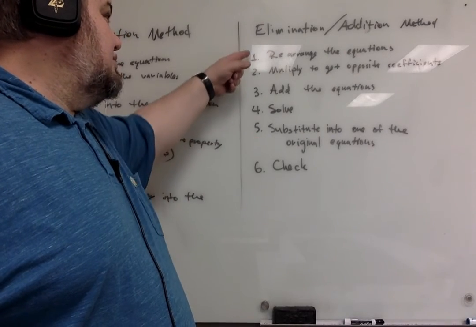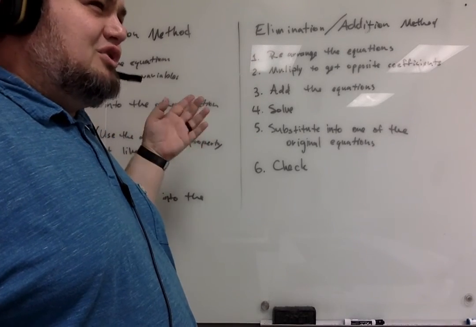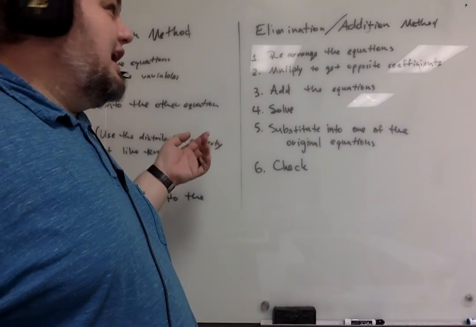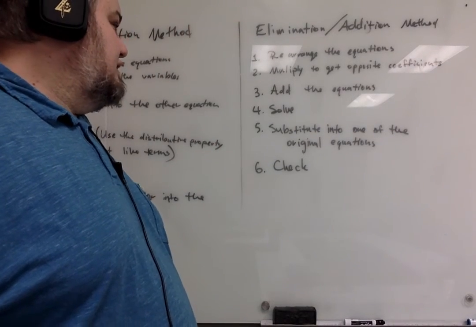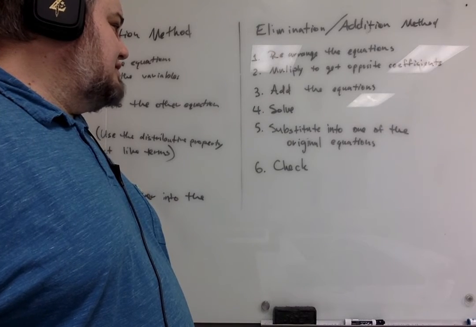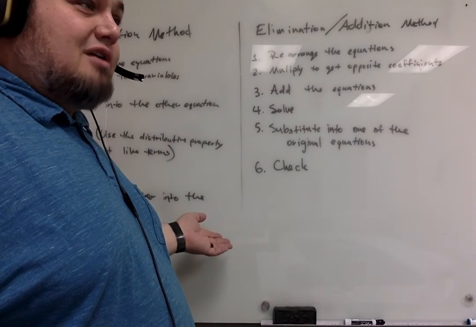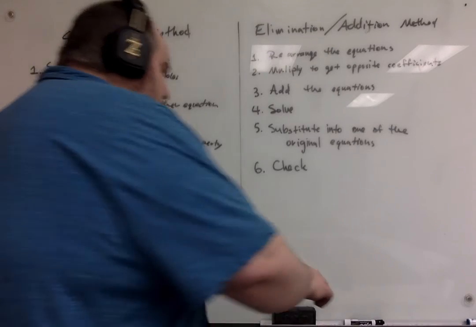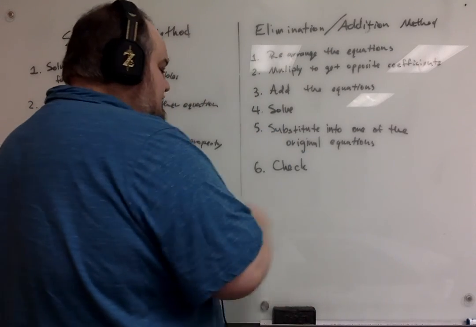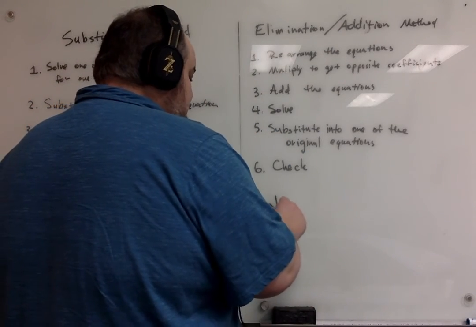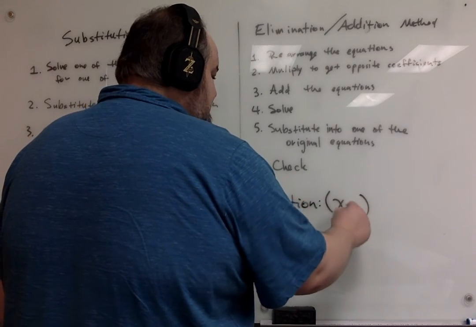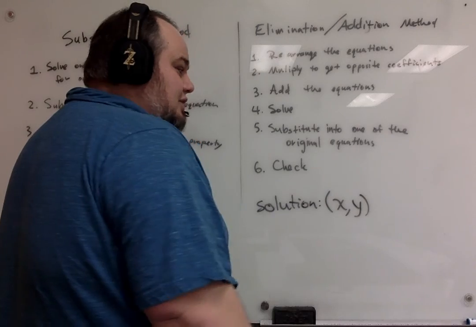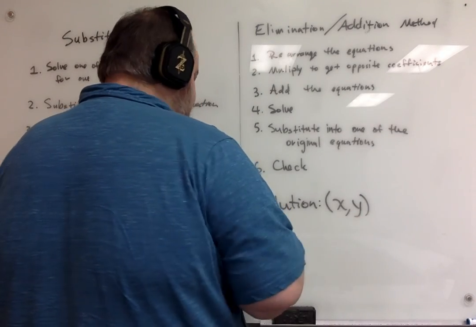Now, you can actually substitute it into one that you've multiplied as well, but usually those are bigger numbers, and the original equations are smaller numbers, so they're easier to work with. So substitute into one of the original equations, and that'll give you the second part of your answer. Remember, your answer should always be written as an ordered pair. So you'll have a solution, and then you'll have x and then y. So whatever your solution is, it's the first part and the second part.